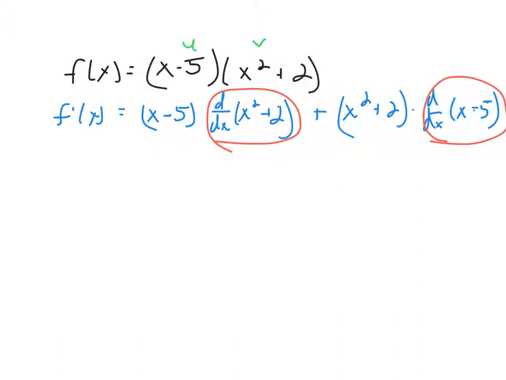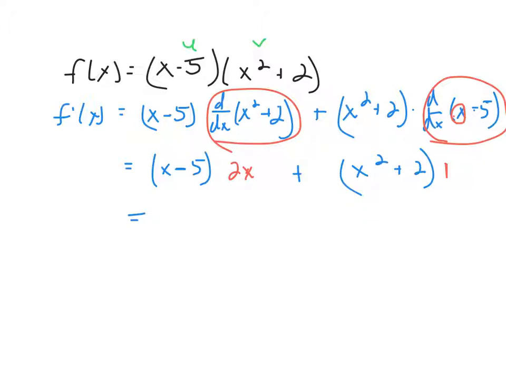The derivative of x squared plus 2 is 2x, plus the derivative of a constant is 0, so I'm not going to have anything there. You can write 2x plus 0, or just 2x. And the derivative of x minus 5 is going to be 1 for the derivative of x. The derivative of negative 5 is 0. So I'm using my sum or difference rule there, but I'm ending up with a 0. Let's rewrite what we have for our other terms, because those aren't changing. So we have x minus 5 times the quantity 2x plus x squared plus 2 times 1.